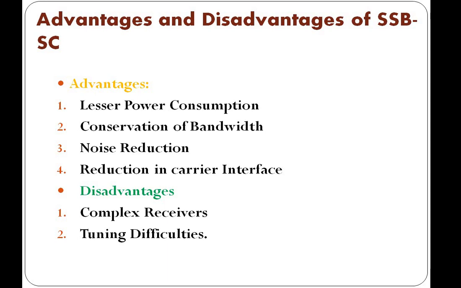When we are receiving at the receiver, the local oscillator should generate the same carrier which we used on the transmitter side, in terms of noise, in terms of frequency and phase. So that is one complex receiver. And there are tuning difficulties. Tuning should be there. Proper frequency should be matched for your transmitter and the receiver carrier. The carrier frequency should be the same. So these are the two difficulties or disadvantages that we are facing in your SSB signal.